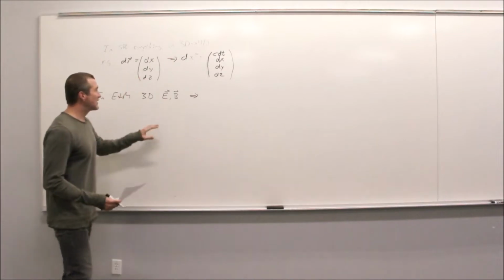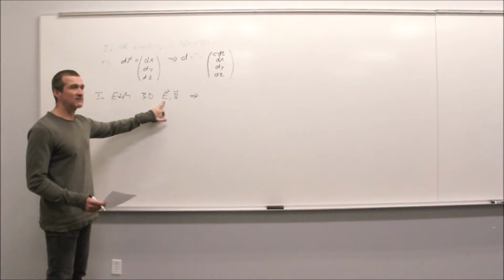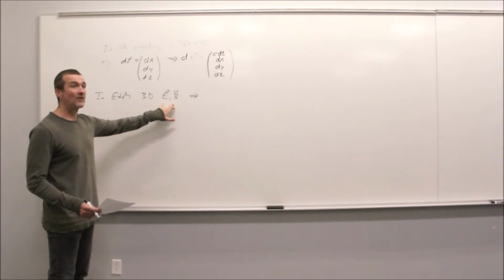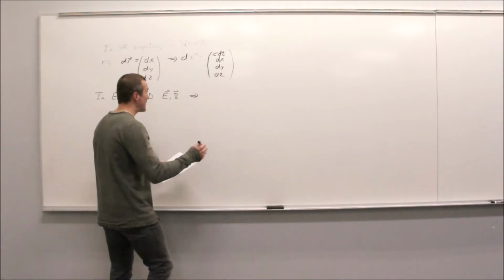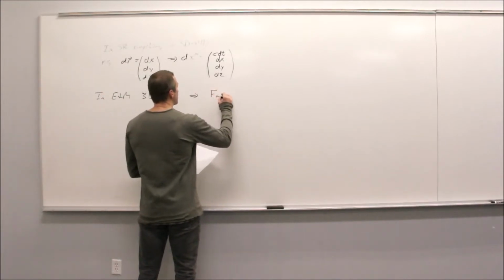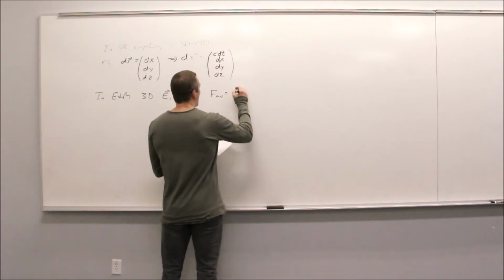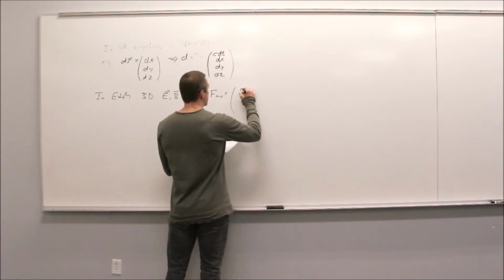First of all, you can forget about turning this three-dimensional vector into a four-dimensional vector, and this three-dimensional vector into a four-dimensional vector, and just lump them into a two-index tensor, okay? So one way to approach it is instead to build a (0,2) tensor, which is built out of all of their components.